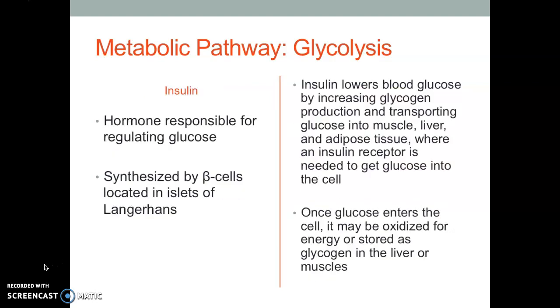And now insulin is another thing that this brings us to. Insulin is going to be responsible for regulating glucose. So insulin decreases blood glucose levels by increasing glycogenesis. Glucose eventually gets into the cell by help of an insulin receptor, and when the glucose enters, it may undergo glycolysis, or it may even undergo glycogenesis.